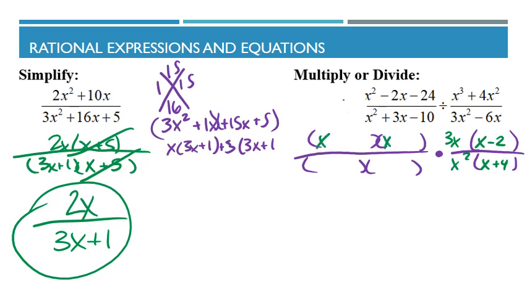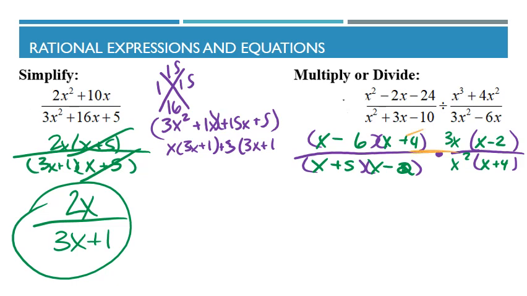Here, leading coefficient is 1, so that's handy. Factors of 24 that have a difference of 2 would get me to 6 and 4, and negative 6 and a positive 4. Leading coefficient's 1. Factors of 10 that get me to 3, 5, and 2 needs to be a positive 5 and a negative 2. Now, because I'm multiplying now, it's like I've got one big fraction.